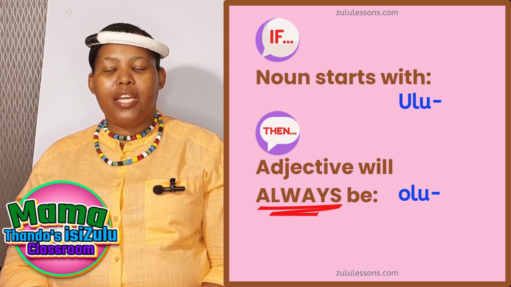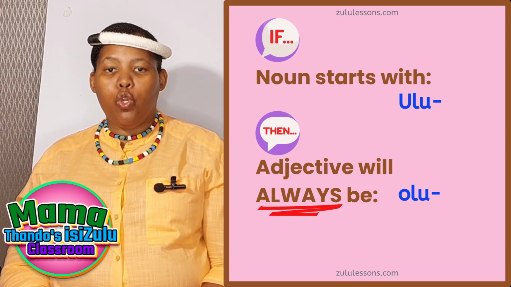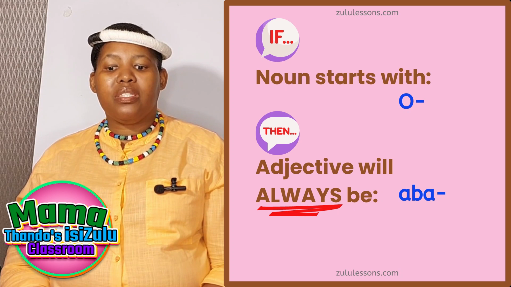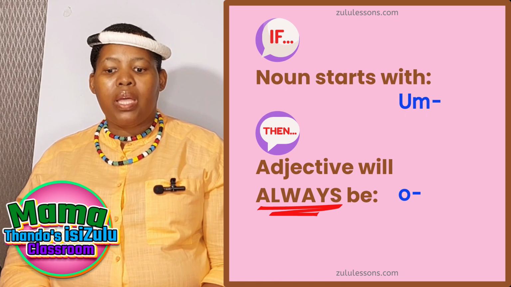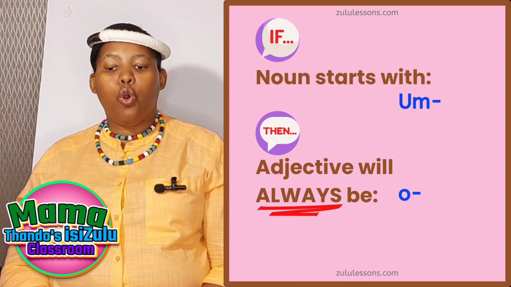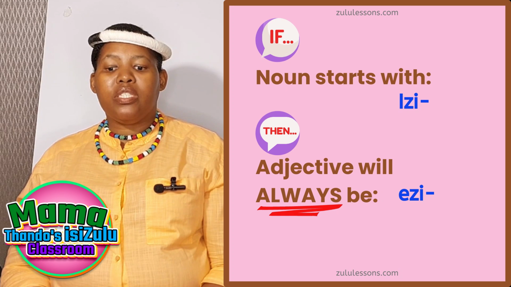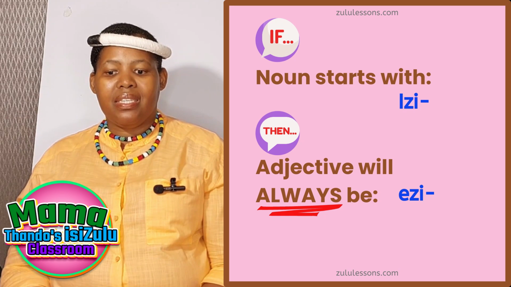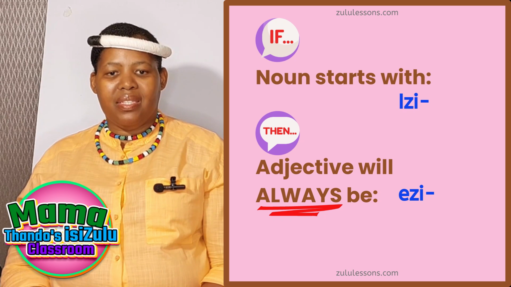If a word starts with ulu, then its adjective will always start with olu. If a word starts with o, then its adjective will always start with aba. If a word starts with, then its adjective will always start with o. If a word starts with easy, then the adjective will always start with easy.